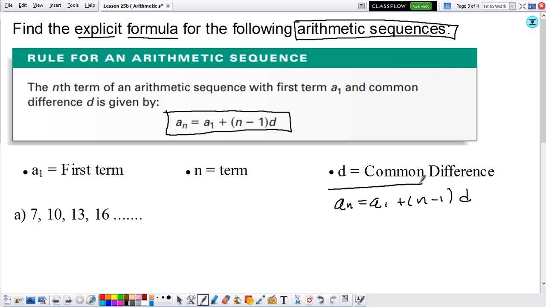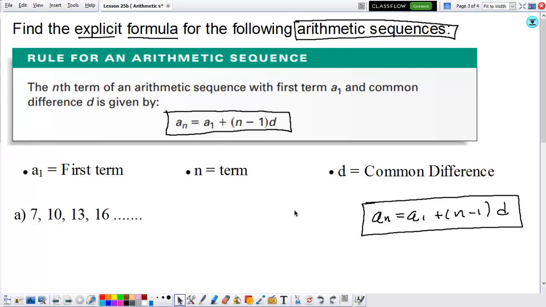It's always going to look the same when we talk about arithmetic sequences. The only thing that changes from formula to formula is the different values that we get from each sequence. So let's see. If someone's asking you to find the explicit formula for an arithmetic sequence, then you need to start thinking about this formula: an equals a1 plus n minus 1 multiplied by d. And all we need to find out is just these three items.